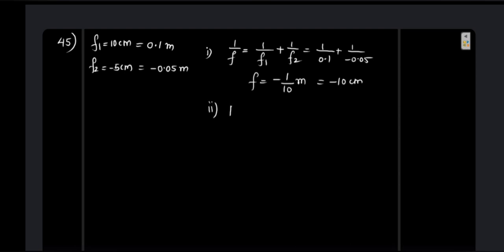Okay, so now this is the focal length of the combination. Second, power of the combination is 1 upon focal length. So 1 upon minus 1 upon 10, that is going to be minus 10 diopters, the power of the combination of these lenses.